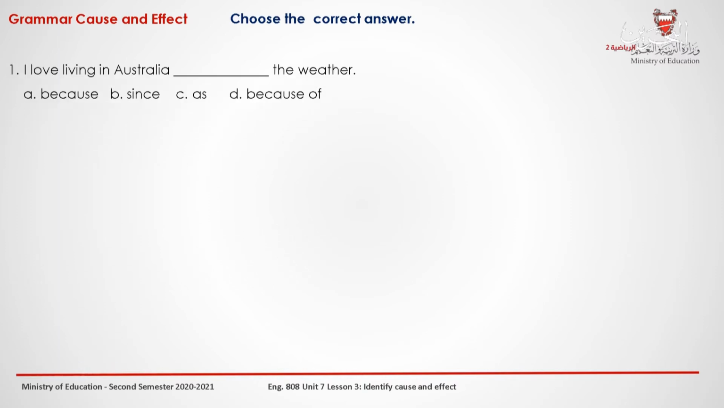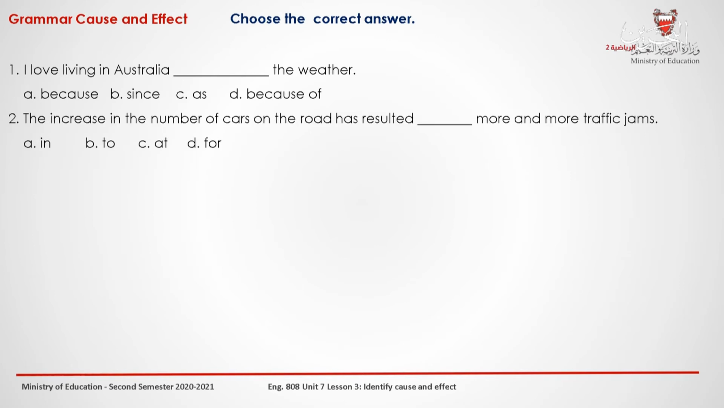Let's practice. Choose the correct answer. 1. I love living in Australia. The weather. Is it because, since, as, or because of? 2. The increase in the number of cars on the road has resulted more and more traffic jams. In, to, at, or for.